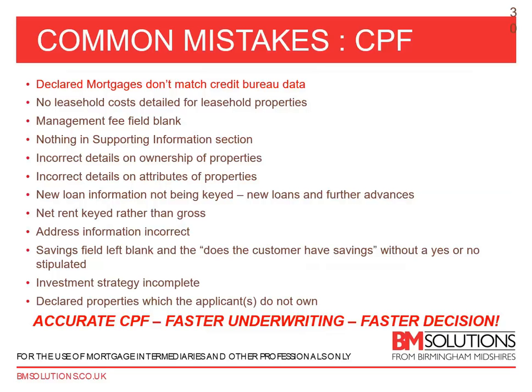So just a few common mistakes around the customer profile form. There's a big one for us, which is declared mortgages don't match our credit bureau data. Really important that you understand the client's full picture, how many mortgages they have, but also the value of these mortgages. Really important that you get some accurate figures. It doesn't have to be pound accurate, but it does need to bear some resemblance to the credit bureau. I would suggest that for any portfolio landlord applications, you do a credit bureau search, just so you've got the accurate information. I'm not going to read through all of these.